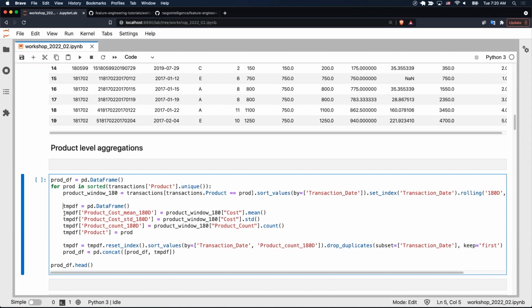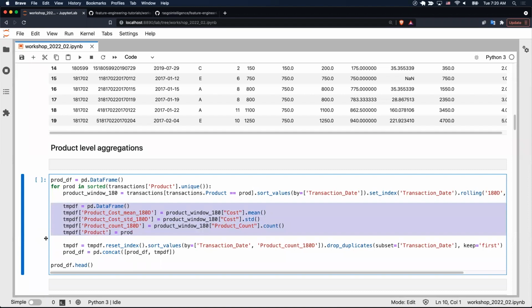So I create that data frame. I grab the average value over the last 180 days, the standard deviation over the last 180 days, the total number of transactions of that product over the last 180 days. And because I need to keep track of what the product is, I just keep track of the product. Now, when I do this, because there will be multiple purchases of the product on a given day, I'll have multiple records with the same product and date, which I want to join back to my original data set.